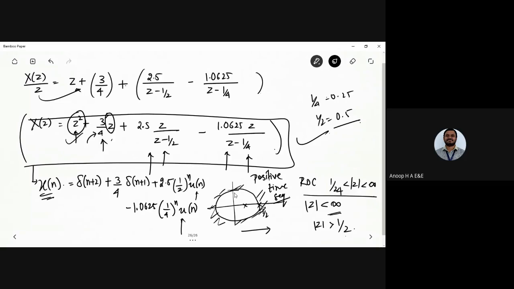These two are the constant terms, which are going to be the delta of n plus 2 and 3 by 4 delta of n plus 1. Okay, so what happens to this function over here? I've highlighted it in a circular manner. Can you let me know what happens there? Left-handed sequence. With negative time sequence. Yes, exactly. So you're going to have a negative time sequence there.